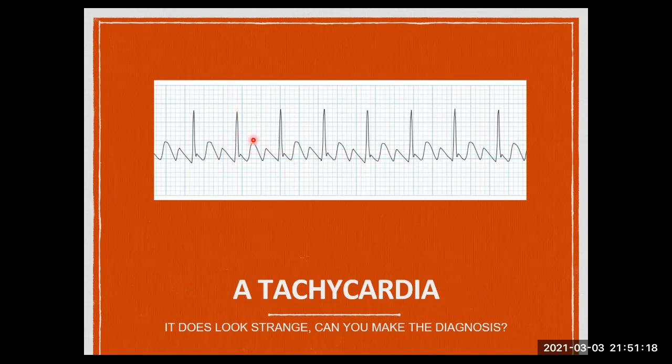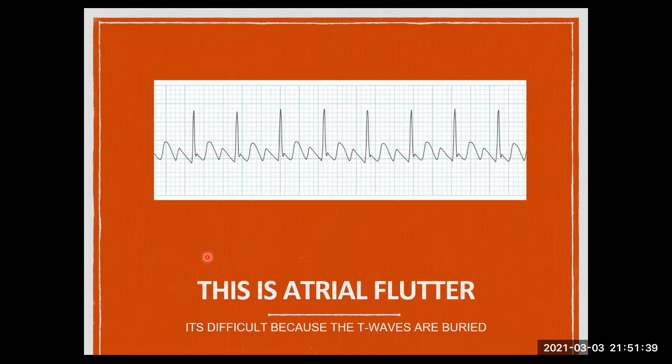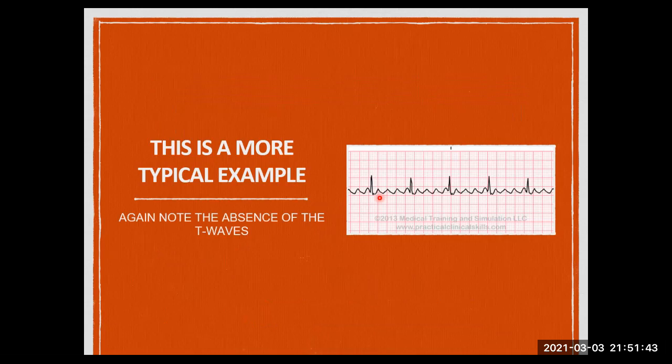QRS complexes are narrow and our QRSs are following every P and the groups are happening quite regularly. So if you were to call this a sinus tachy, nobody would argue with you. The only thing that would be lingering in your mind is what's going on? Why does this look like that? Now, this is a difficult one, I must be honest. This is actually an atrial flutter. But I'm going to show you now what is more typical of an atrial flutter.